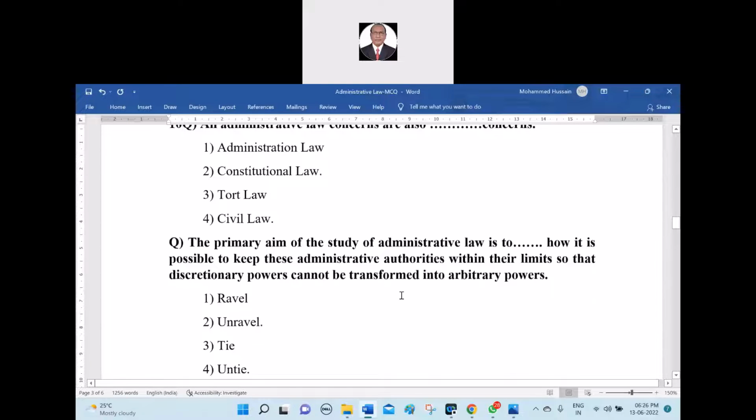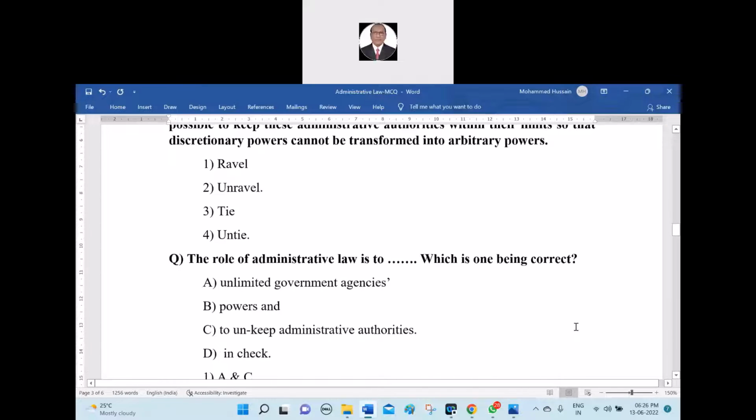Next question is the 11th question. I will read the 11th question. The primary aim of the study of administrative law is to dash how it is possible to keep these administrative authorities within their limits so that discretionary powers cannot be transformed into arbitrary powers. Number 1, ravel. Number 2, unravel. Number 3, tie. Number 4, untie. In this dash, which is the appropriate word? Unravel, number 2. Unravel is the appropriate word.